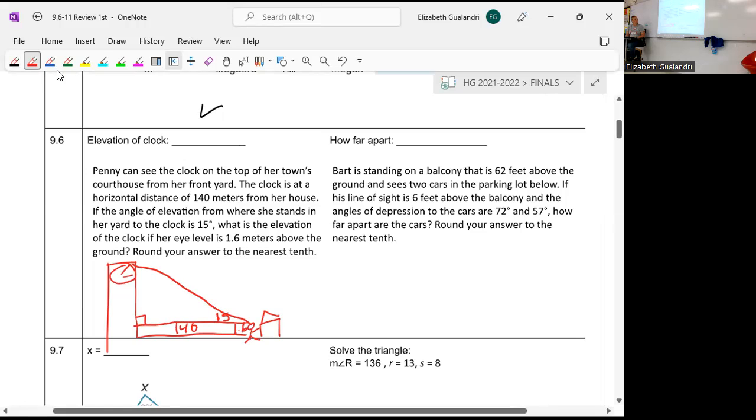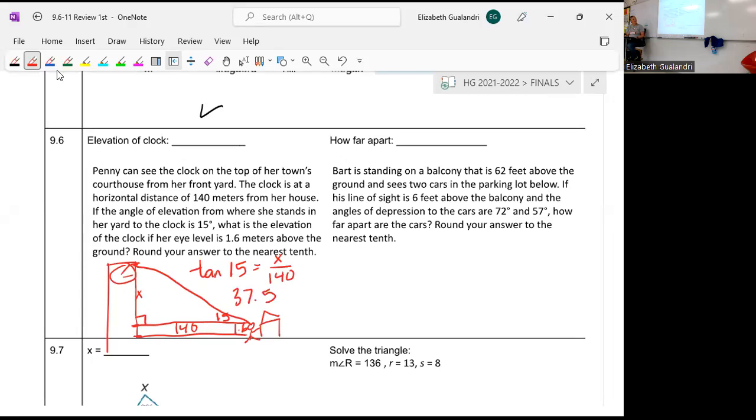Essentially, what we're going to solve for is x. So this is a tangent problem. Tangent equals opposite, which is x, over adjacent, which is 130. So you set that up and you solve that, and that would give you about 37.5. And that gave me 39.1.